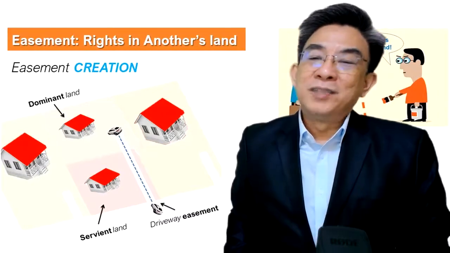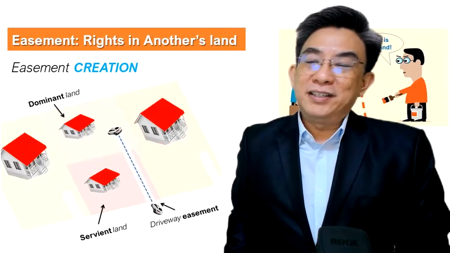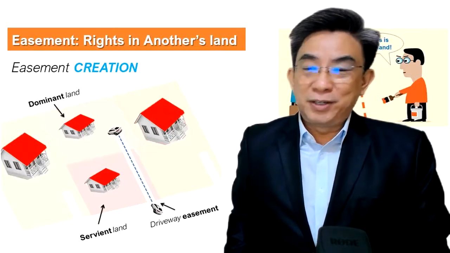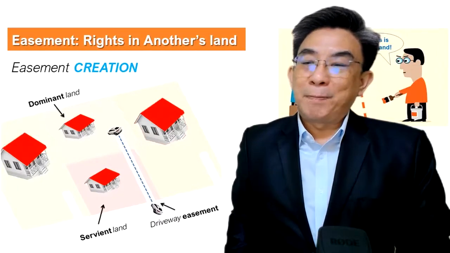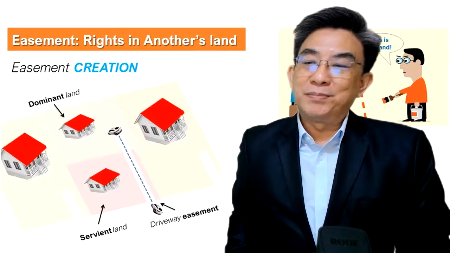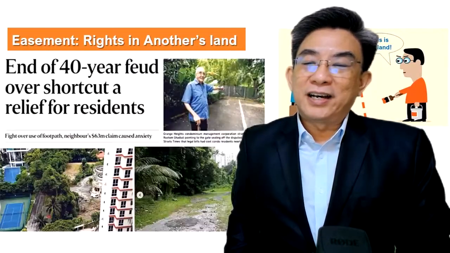He's landlocked. So the servient land will have to allow the neighbor to drive through his land because this is a land right. You cannot say that you disagree. No way you can say that you disagree. So that is the problem.